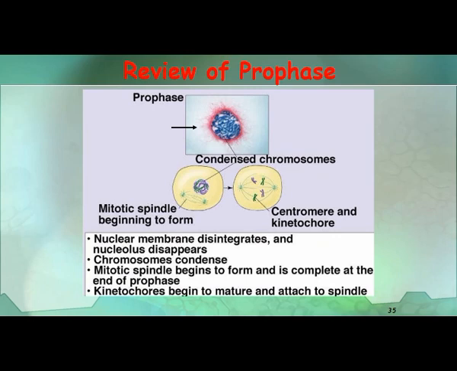Review of prophase. So during prophase, the cell looks like this. Now what happens during prophase? The nuclear membrane disintegrates and nucleolus disappears. The chromosomes get condensed, the mitotic spindle begins to form, and it gets completed at the end of prophase. The kinetochores begin to mature and attach to the spindle fibers.